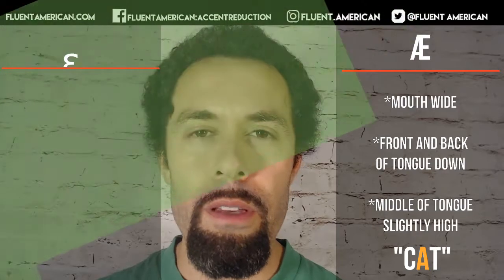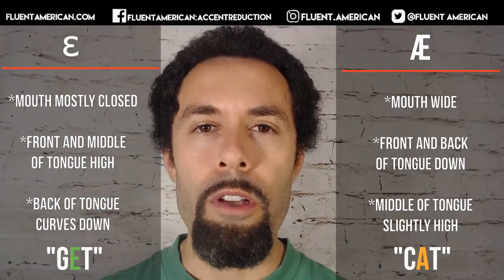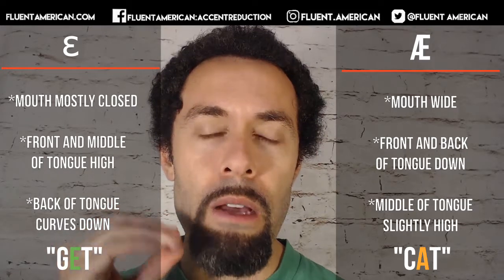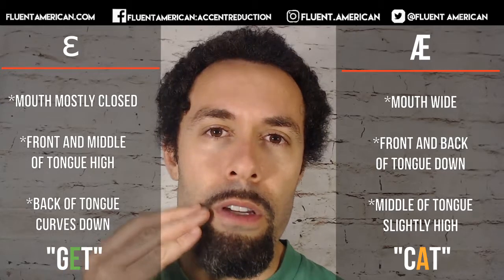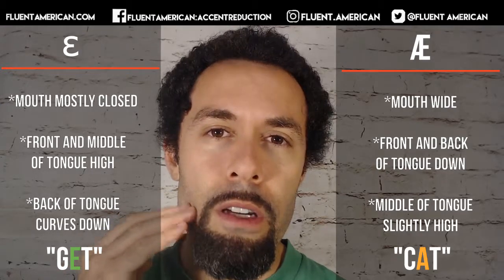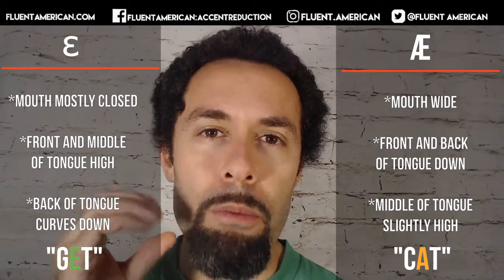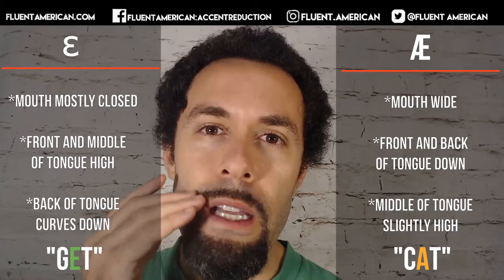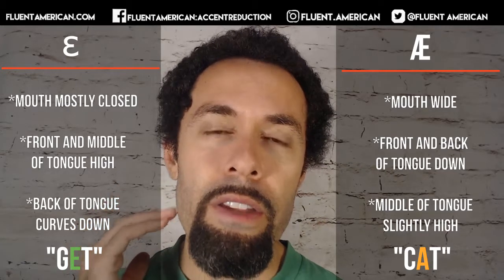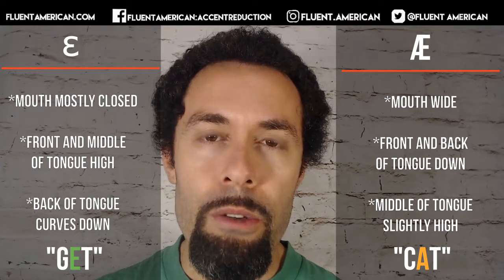For the E sound, like in the word get, your mouth is mostly closed. So close your mouth. The tip of your tongue you will push up. So the front of your tongue up, middle of your tongue up, back of your tongue slightly down. So again, mouth mostly closed, middle of your tongue high, front of your tongue high, back of your tongue down. Get. Mouth mostly closed and your lips are slightly tense.